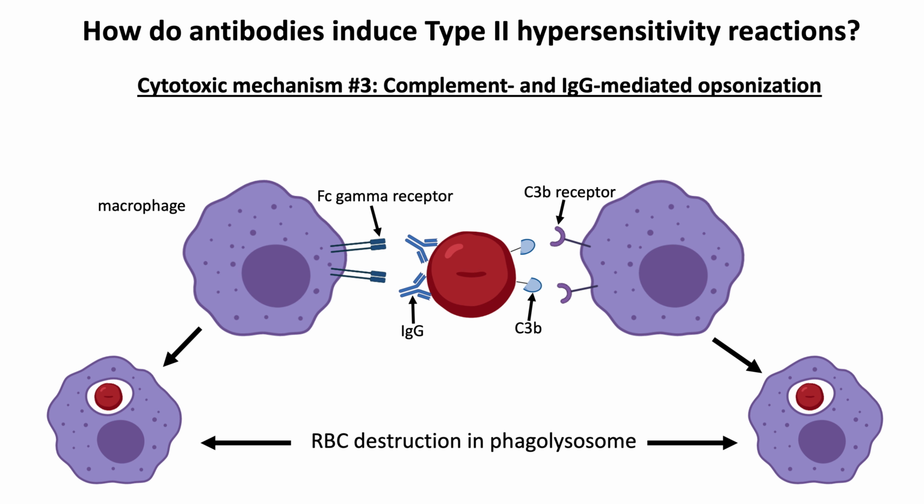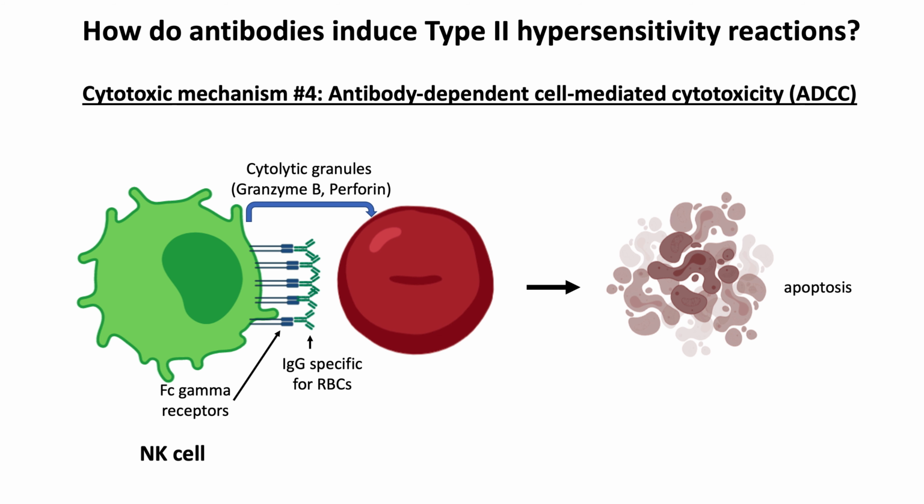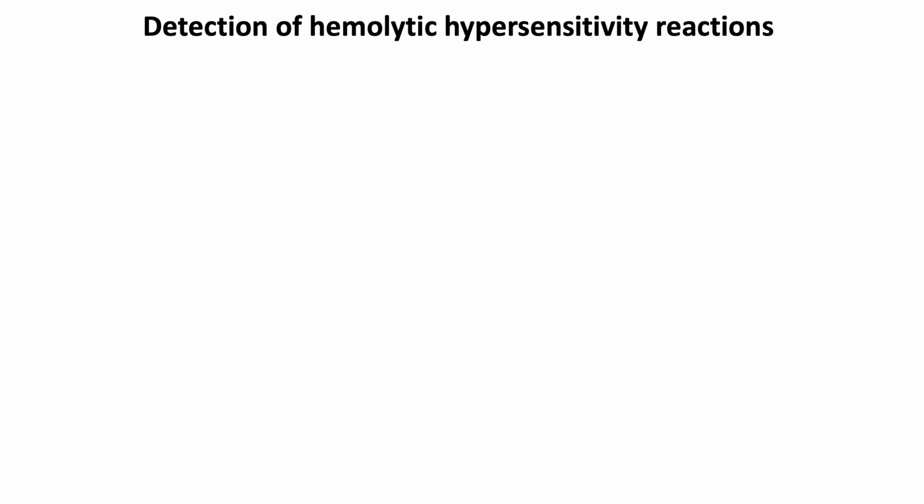And then the final cytotoxic mechanism is antibody-dependent cell-mediated cytotoxicity, or ADCC. And while there are multiple cell types that can mediate this, the most important and the most efficient at doing this is the natural killer cell. Natural killer cells express Fc gamma receptors. These Fc gamma receptors can bind to IgG that are specific for red blood cells. This allows this natural killer cell to target the red blood cell and deliver cytolytic granules, including the molecules granzyme B and perforin, that in turn lead to the apoptosis of that red blood cell.